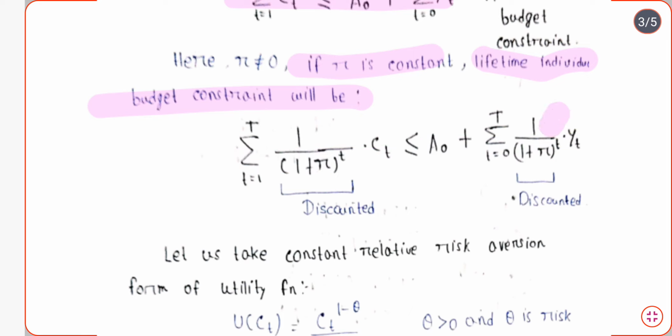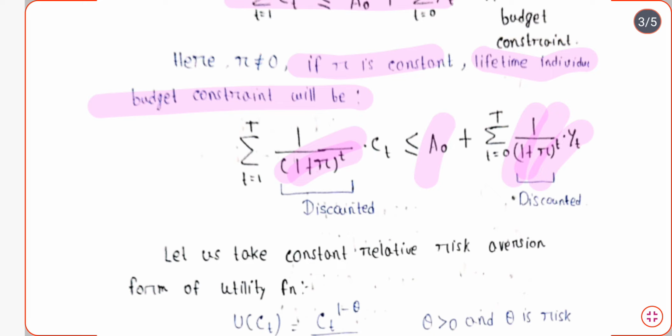Now this portion is divided by (1 + r)^t. This is also divided by (1 + r)^t, but this a0, the asset income, is not discounted with respect to (1 + r)^t, because it is the initial income. Initial asset income, or anything that is initial, is not required to be discounted.